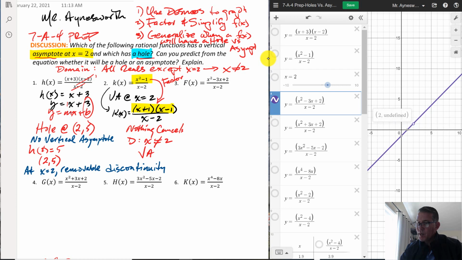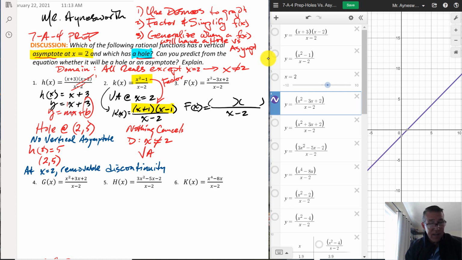Okay, it's right 2, up 1. So the hole is at 2 comma 1. Why is that? Well, let's factor and simplify. Okay, so here we go. So f of x is equal to, and then this is, let's factor this trinomial here.